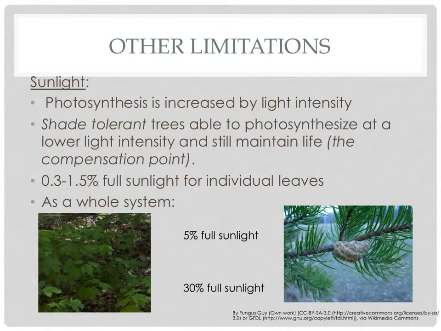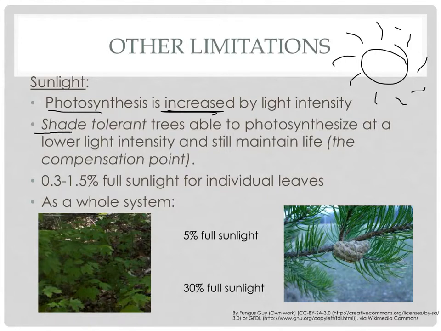So photosynthesis is increased by light intensity. Okay, the brighter the light, the brighter the sunshine, the greater the intensity of that light for the plant. Shade-tolerant species, if you look at your Silvix notes, you'll notice the species that are more shade-tolerant. They are able to photosynthesize at a lower light intensity and still maintain life. Okay, and so the compensation point is that level in which a plant can produce enough photosynthesis to survive.